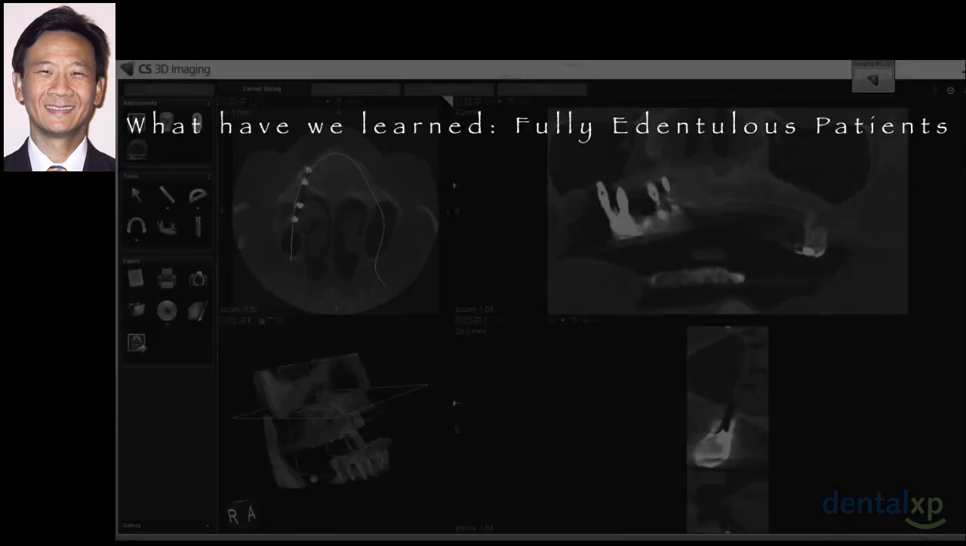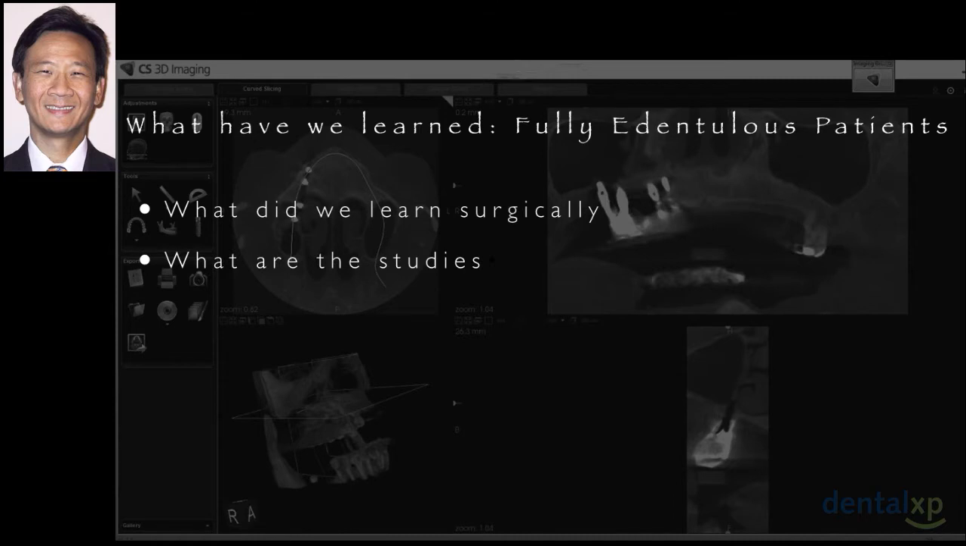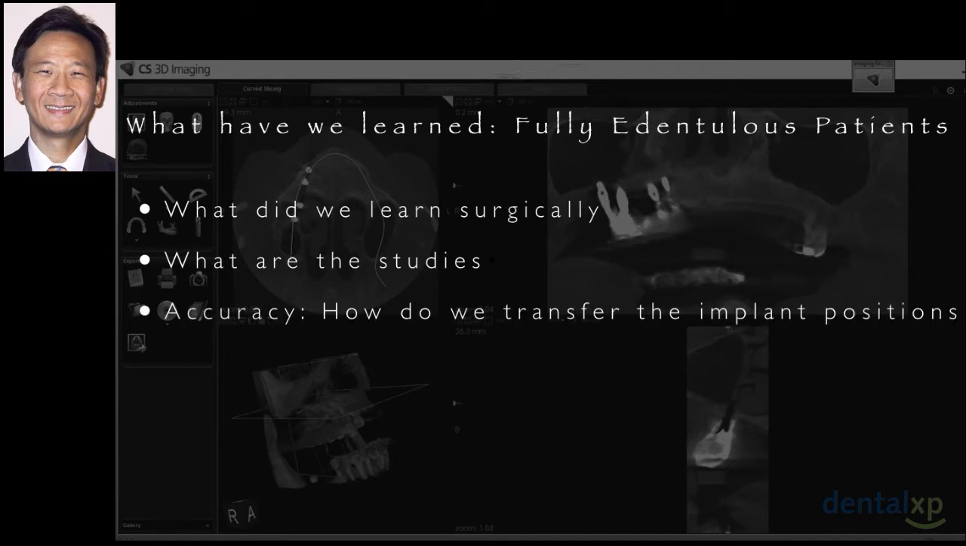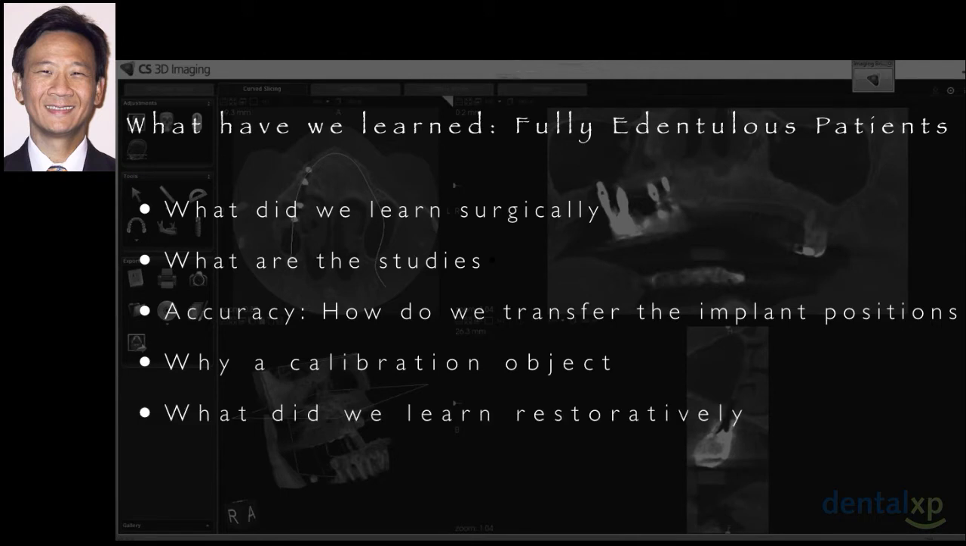So when we look at the past 10 years of the fully edentulous patients, I'd like to speak about what we learned surgically. What are some of the studies and how we can use those studies in accuracy of transferring that implant position to the patient? And why is there a need for a calibration object? And lastly, what did we learn restoratively about these patients?